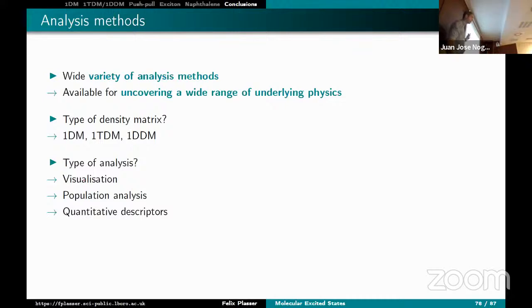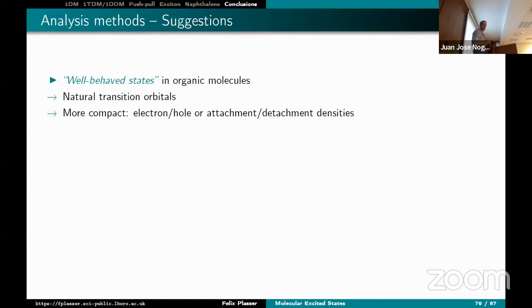So, the point that I wanted to make is, there's a wide variety of analysis methods, and the reason is because there's also a wide variety of underlying physics, as I tried to show in the first talk. So you can think about what density matrix you use: normal density matrix, transition density matrix, difference density matrix; do you want to visualize pictures, do you want a population analysis, and quantitative descriptors. If you want to do this in practice, as it's not always trivial, I just want to give you a bit of an idea, some starting points if you have molecules that you want to talk about.